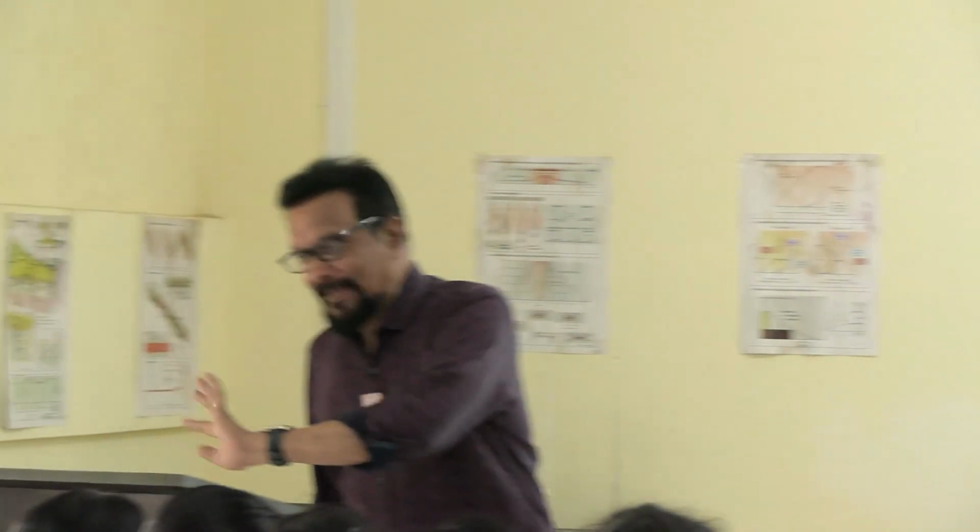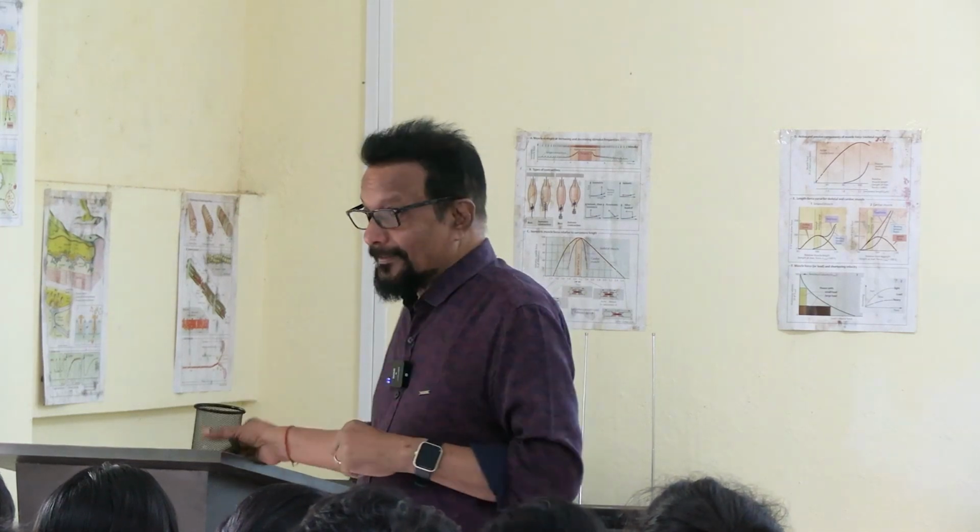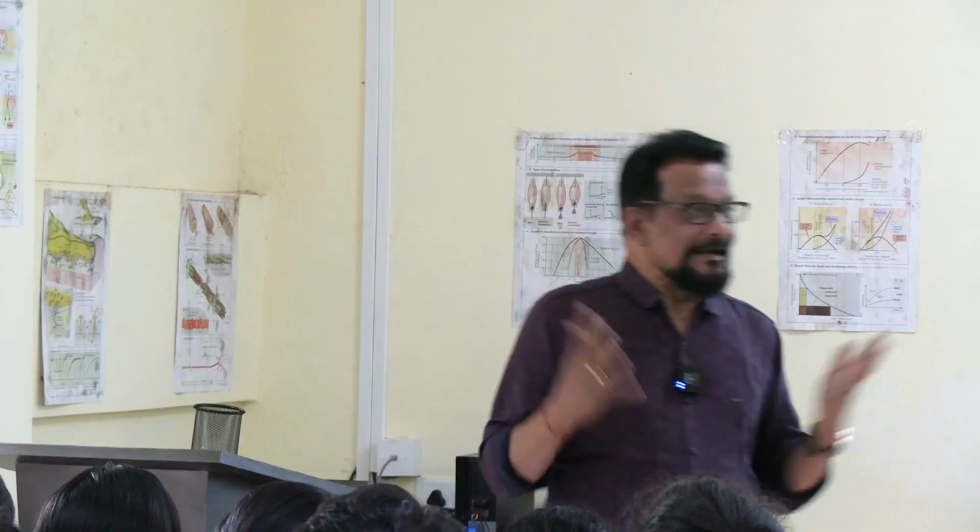In the semilunar valve, there are no chordae tendineae and papillary muscles. These are not there. Why are they there in the bicuspid and tricuspid valve? Because they are part of the myocardium itself. Why is it necessary? Because it can contract and relax. Why is it necessary?